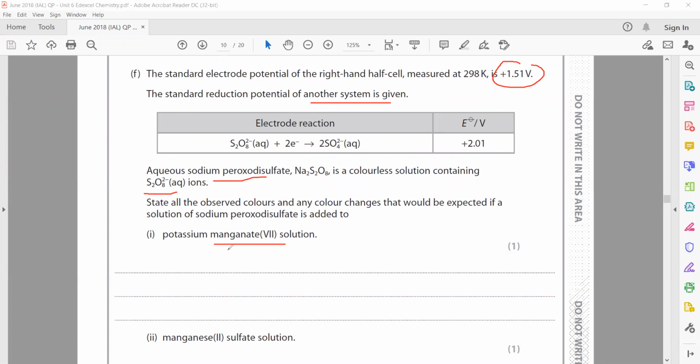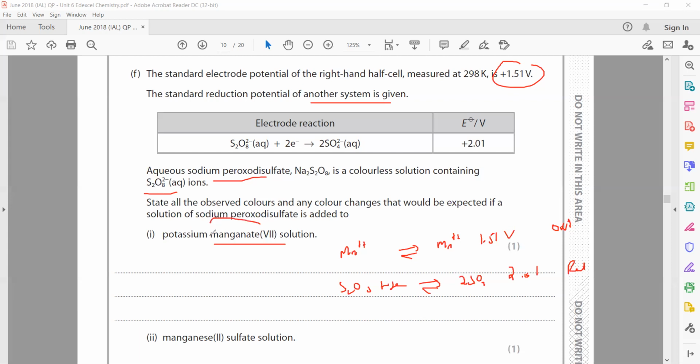So if the solution is added, the reduction potential for Mn7 to Mn2 will be 1.5, and for S2O8 gaining electrons to turn into sulfate ion, the reduction potential is 2.01. When we compare the two systems, the one with the higher positive value reduces, and the other one is oxidized. So it means Mn7 will not reduce; basically Mn2 will turn into Mn7.